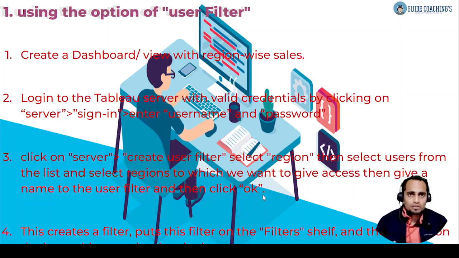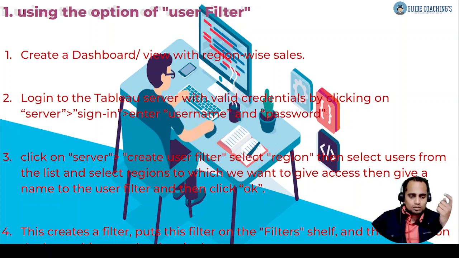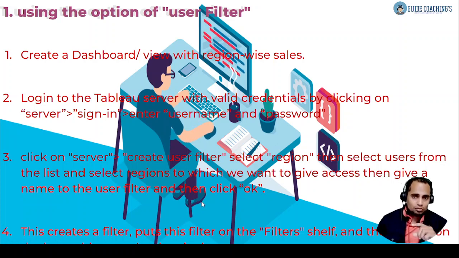So what we will do, we'll click on the server, go to user filter, create user filter, then we'll go to the region. From the list, we'll select the region. After we select the region, we will give a name to that particular filter, something like LRS, row level security, and then we'll create it and click OK. This creates the filter.